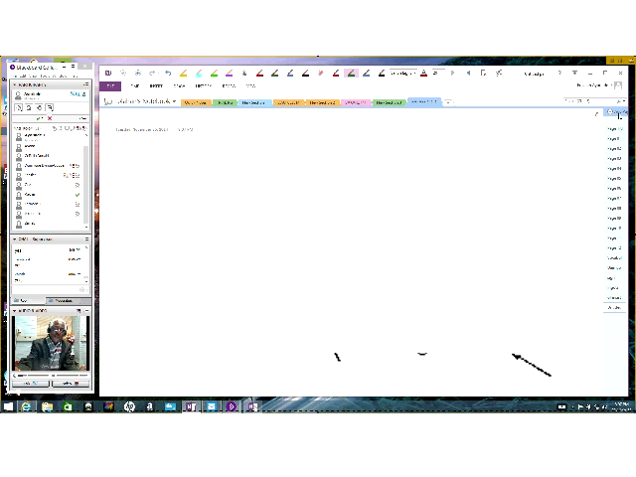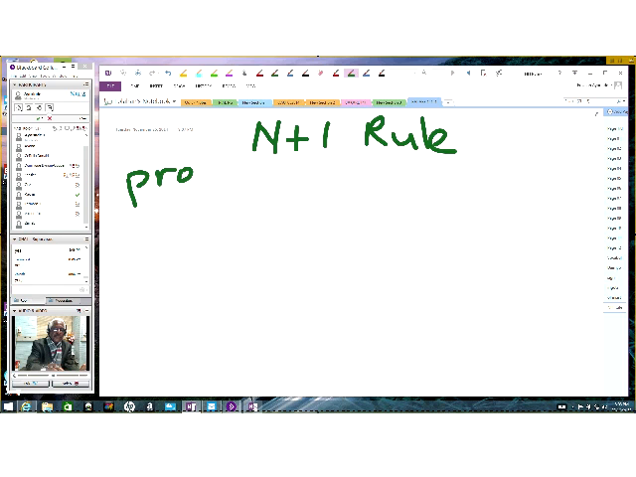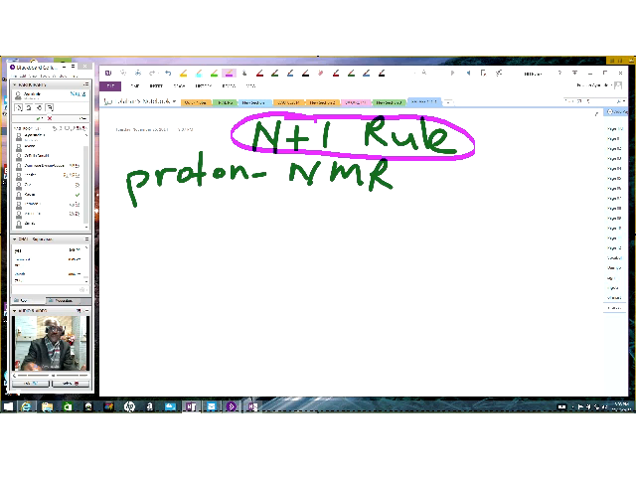There is something we call the N+1 rule, particularly when we get to proton NMR spectroscopy, because this particular question has to do with proton NMR spectroscopy. So what is that? In order to describe what the N+1 rule means, I am going to use this molecule as an example.